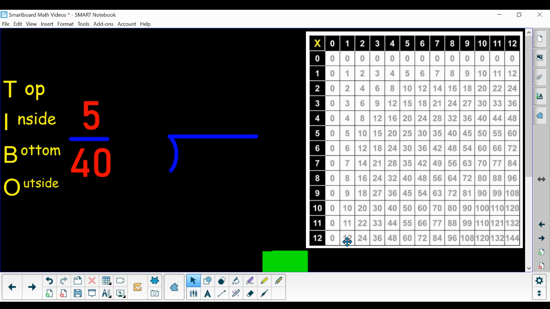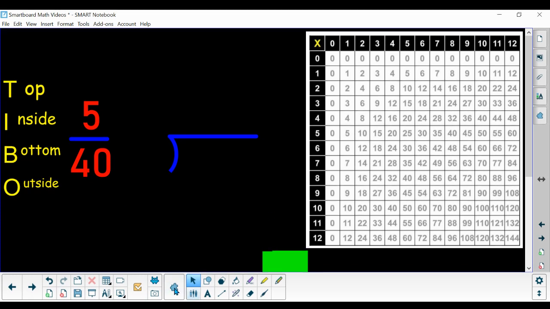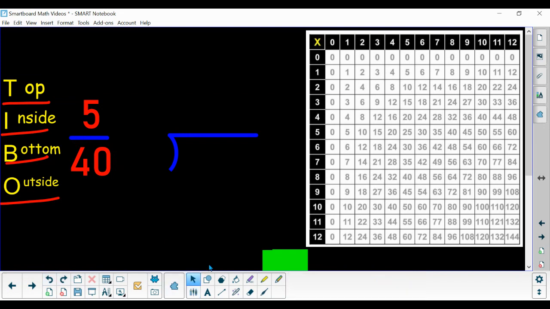Okay, guys, here we have another example of using TIBO. TIBO is just a funny way of saying division. What it stands for is top inside, which is your numerator, which goes inside the house. Bottom outside, which is your denominator, which goes outside. So the correct place to put these numbers is here on the inside, top number, and bottom on the outside.